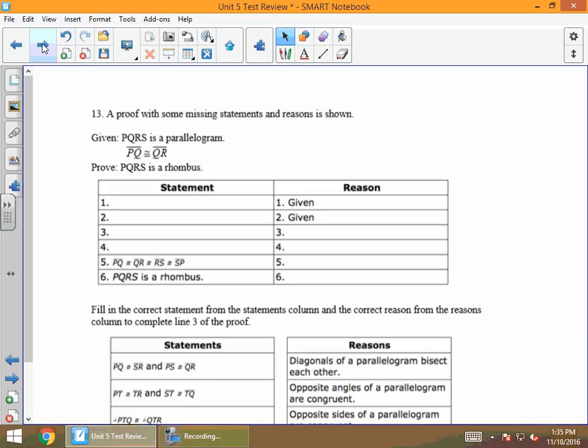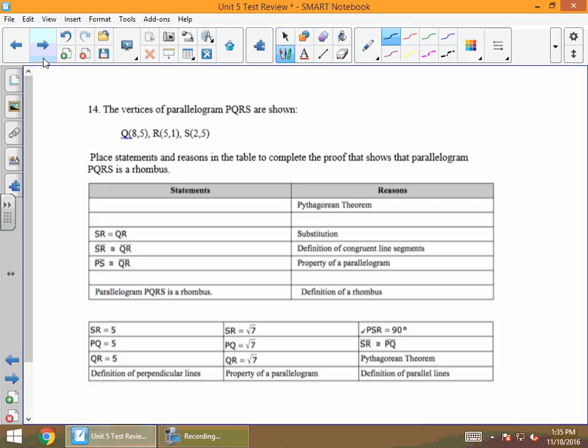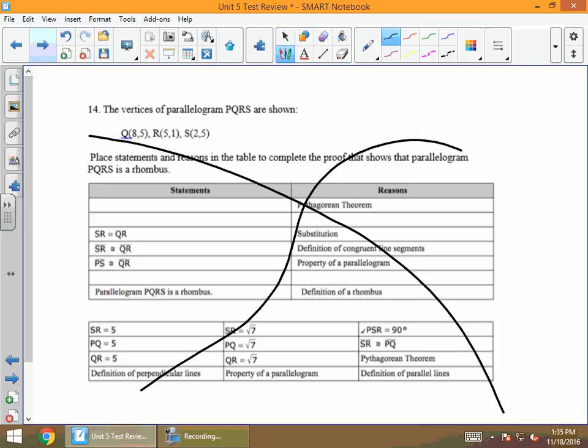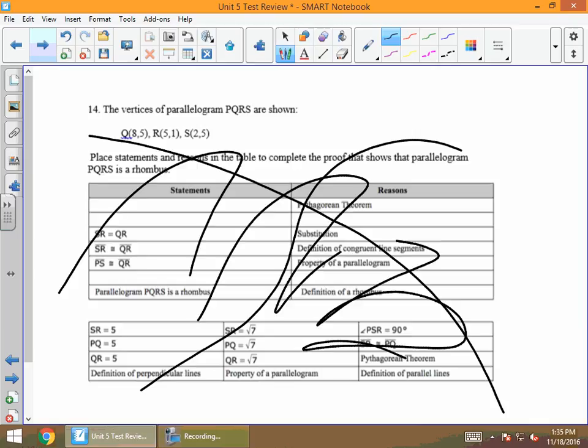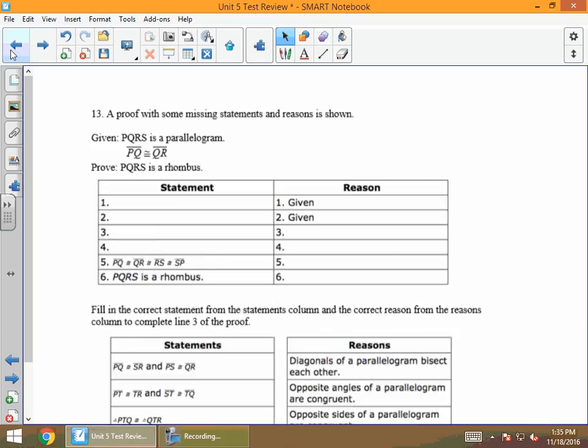Yeah, that's going to work out. Go ahead and cross this one off. Oh, yeah. You don't know how to do it. Cross it. Don't do it. That's for next unit.